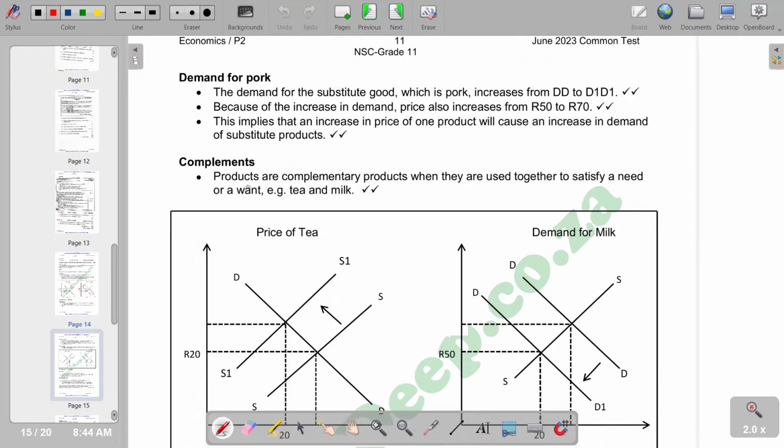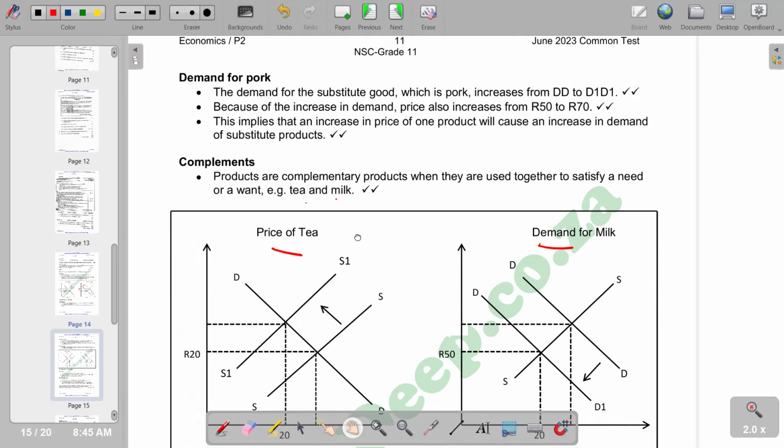Then we go to complements. Complement, we are saying these are goods that can be used at the same time. So we are saying products are complementary products when they are used together to satisfy a need or a want. So we have got tea and milk that are used at the same time as complementary. So you've got the first graph of price of tea and then demand for milk.